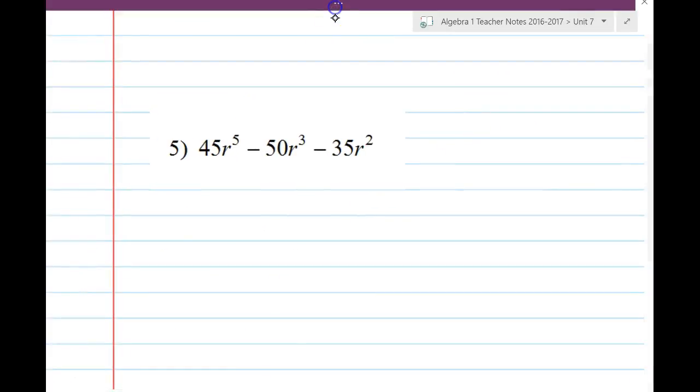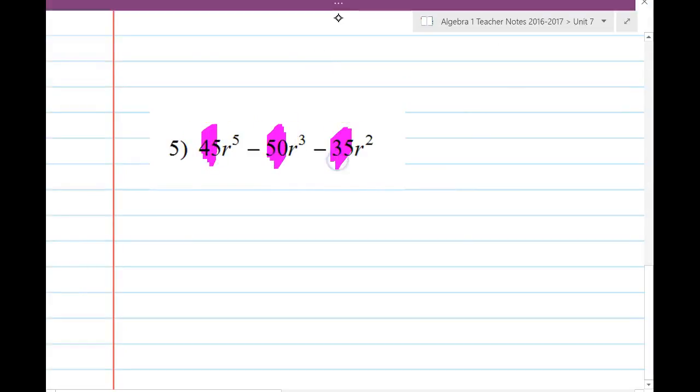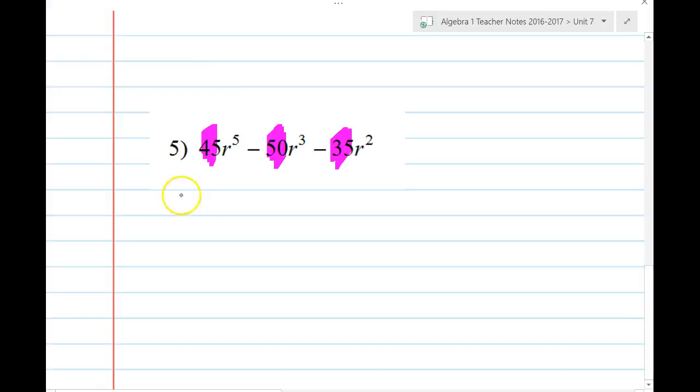Okay, last problem. Again, numbers here, numbers here, numbers here. What number divides into all of those? Well, I see that this ends in a 5, this ends in a 0, and this ends in a 5. So a 5 obviously works. So I'm just going to use one color this time. So we'll do 5 here.